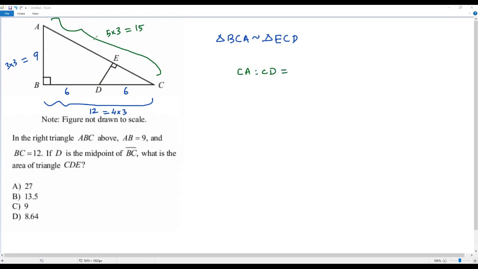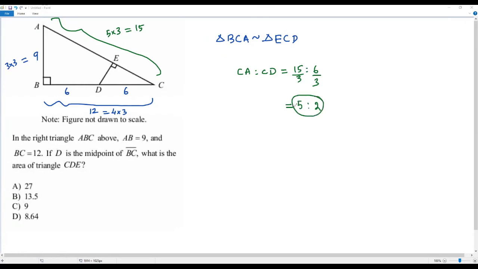Okay, just now we got the length of the side CA in the bigger triangle, that is 15. And the length of the side CD in the smaller triangle is 6. Now we can simplify this ratio. In this ratio, both the terms of 15 and 6 have the greatest common divisor 3. So we can divide both the terms of this ratio by 3. Then I'm getting 15 divided by 3 is 5 and 6 divided by 3 is 2. In these two similar triangles, the corresponding sides are in the ratio 5 to 2.